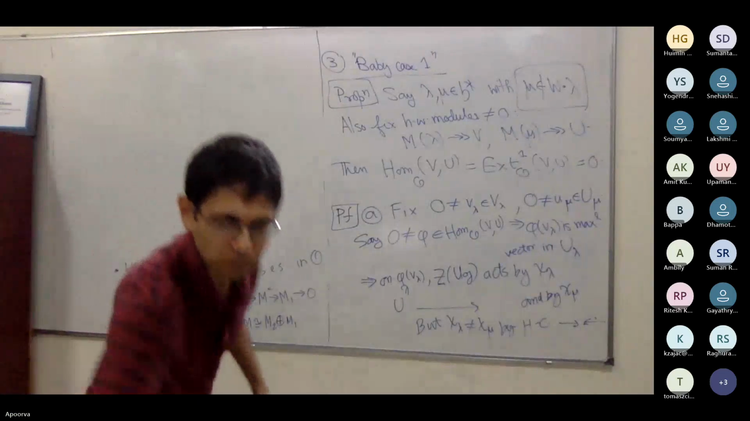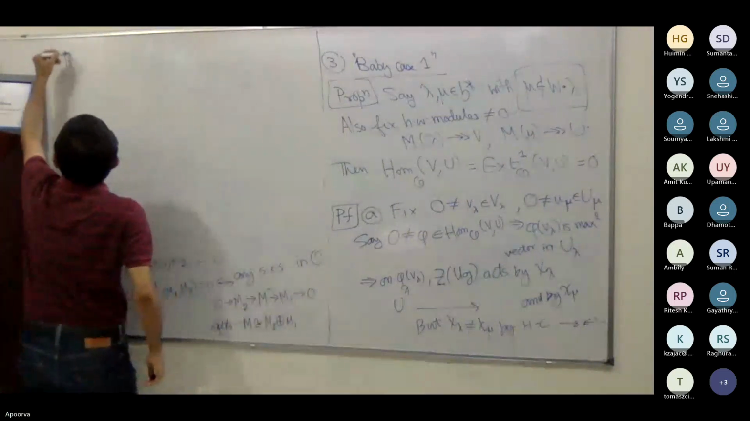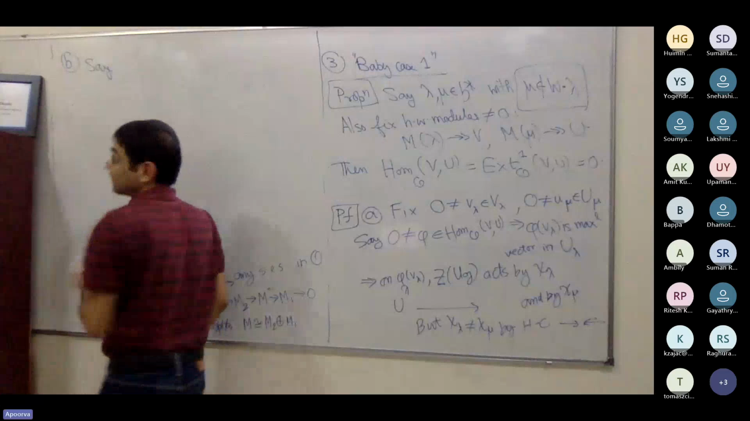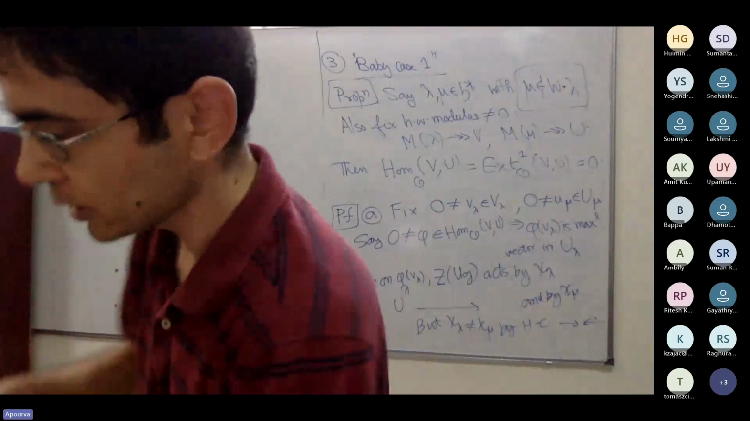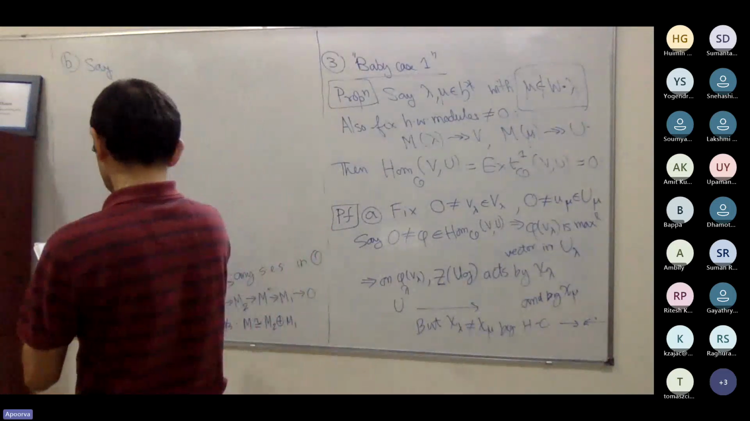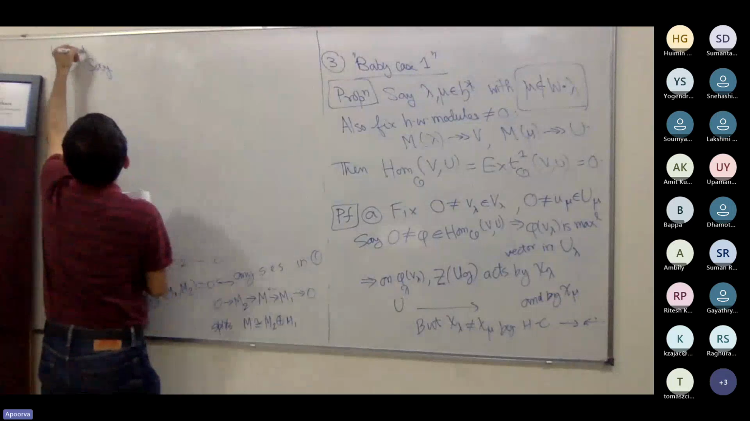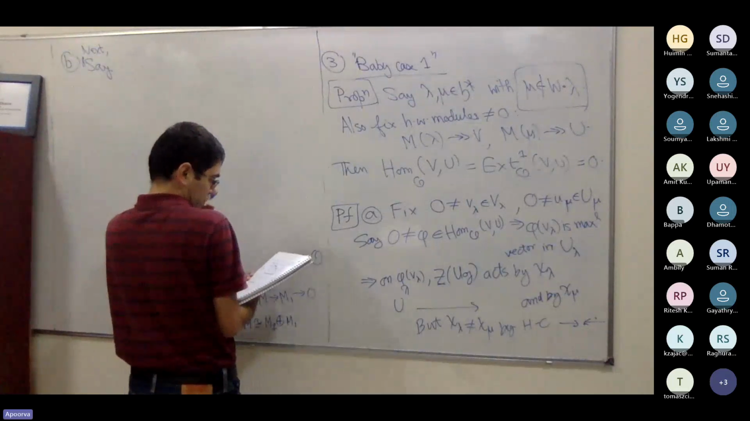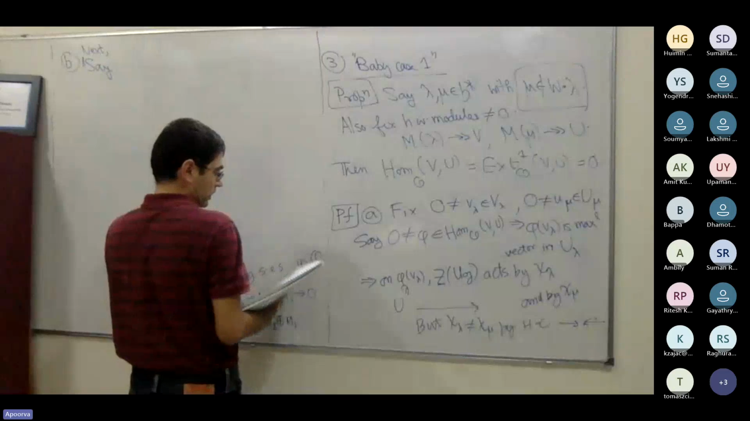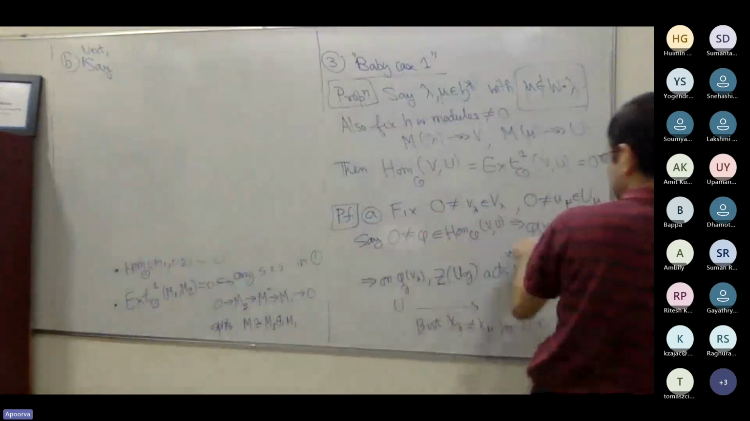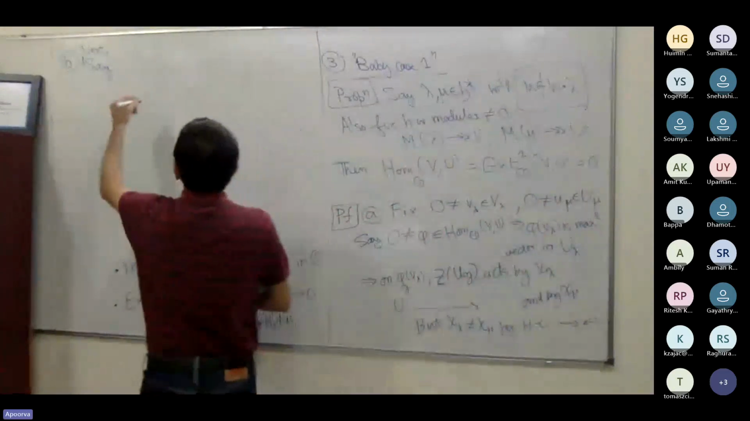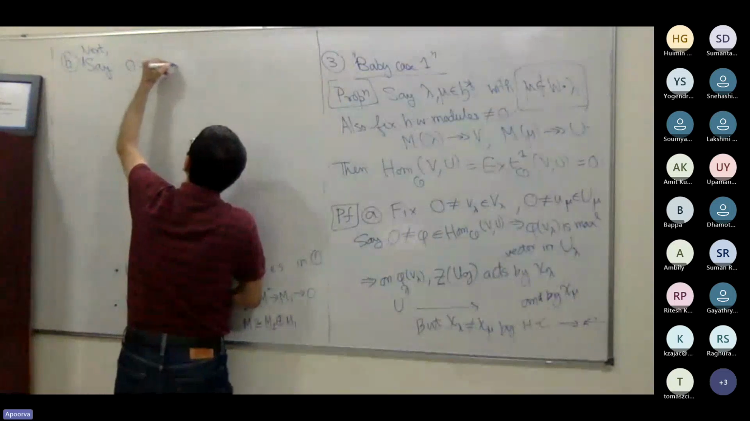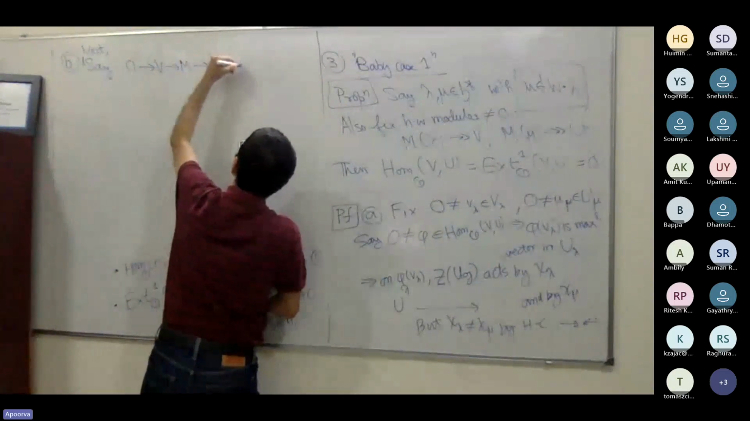Now say we have a non-trivial extension. I want to show it splits. So say 0 to U to M to V. So we want extensions of V by U. Therefore V is a submodule, M is the middle, and U is the quotient.